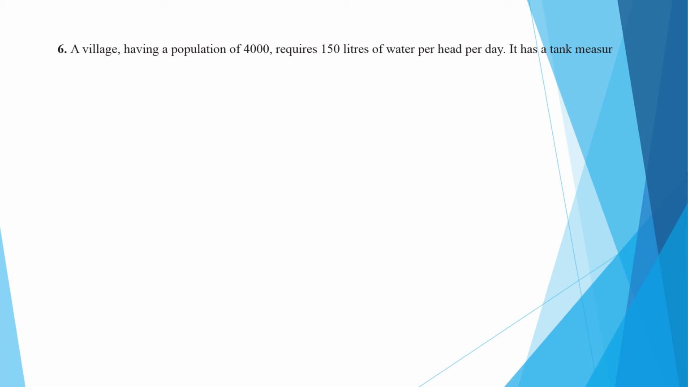After this we will do question number 6. In this question, one village has a population of 4000 and it requires 150 liter of water per head per day, meaning for each person it requires 150 liter of water. It has a tank measuring 20 meter, 15 meter and 6 meter. These are the dimensions. For how many days will the water of this tank last?